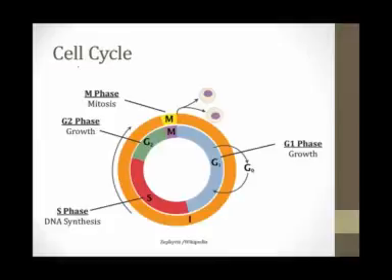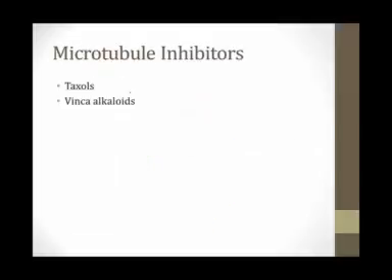Drugs that inhibit microtubule function are cell cycle specific. They function only in the M phase. That is the mitosis phase. That is the phase of the cell cycle where cells are dividing, and that's where the microtubule inhibitors exert their effects. We'll talk about two classes of microtubule inhibitors. The first ones are the Taxols. The second group are the vinca alkaloids.